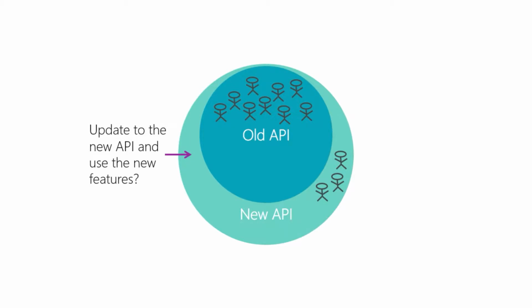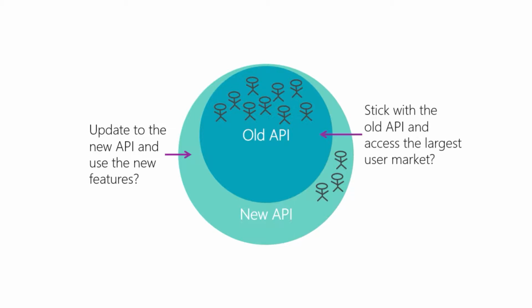This means your app would only be installable on customer devices that have updated their platform. So you would be reducing the size of your market share potentially. Or do you stick with the old API? In this case, yes, you maximize your potential target market, but your app can't take advantage of the new APIs to offer the users updated features.